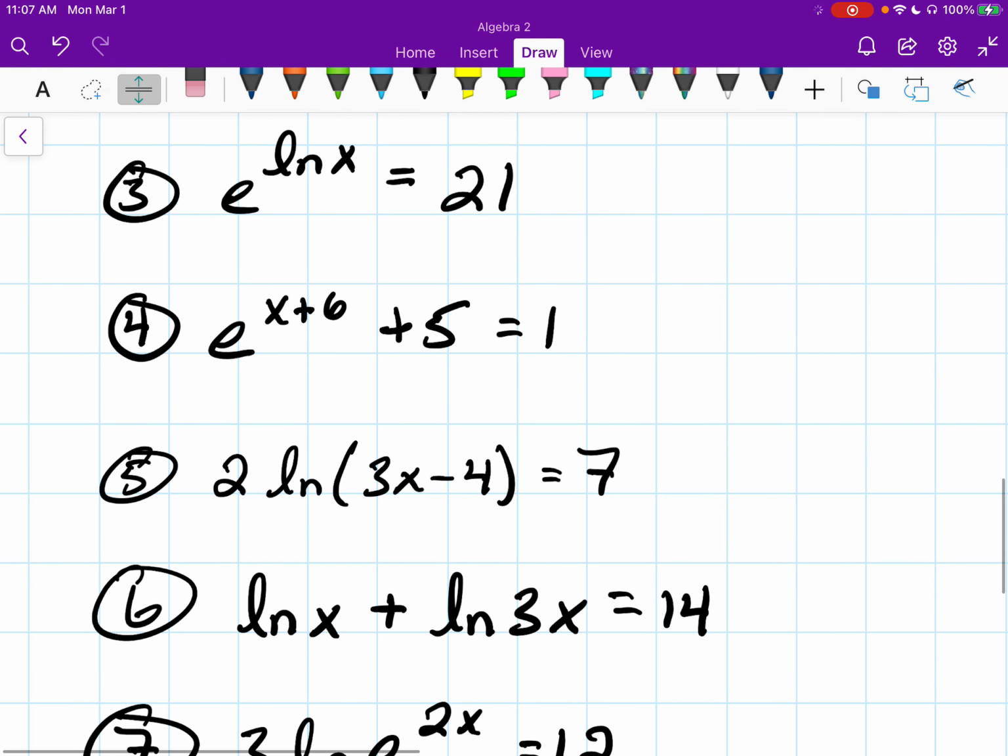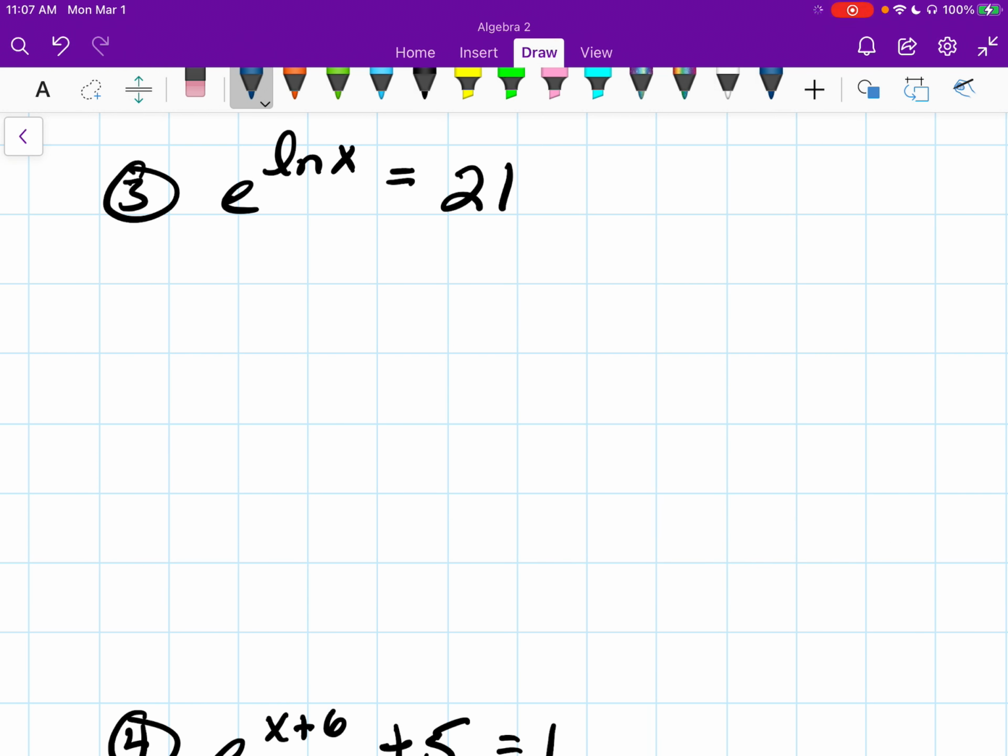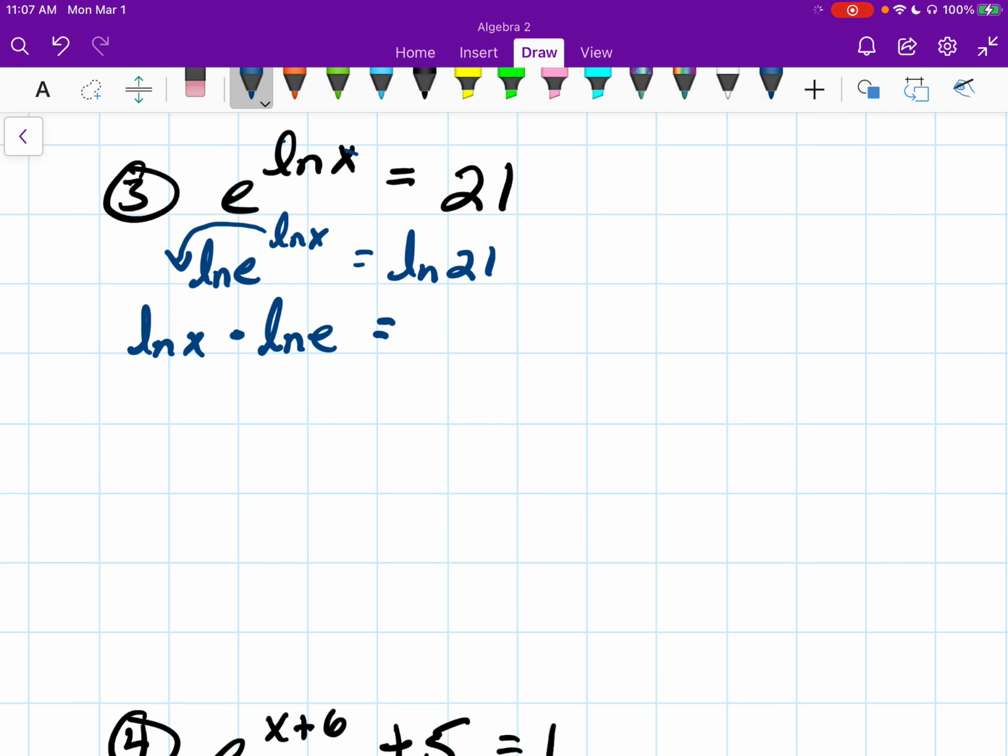Moving on, number 3. Number 3 gets slightly confusing because we have that natural log in the exponent as well. But to start off, we're still going to do it the same way that we had done them previously. I'm going to do a natural log on both sides here. So I'm going to have natural log of e to the natural log of x equals natural log of 21. I'm going to take this out front because it's an exponent. So natural log of x times natural log of e is natural log of 21. Well, natural log of e, that's just 1, so it can go away.